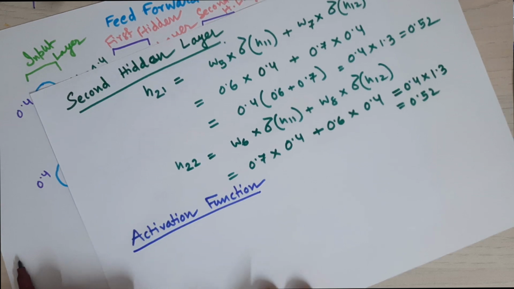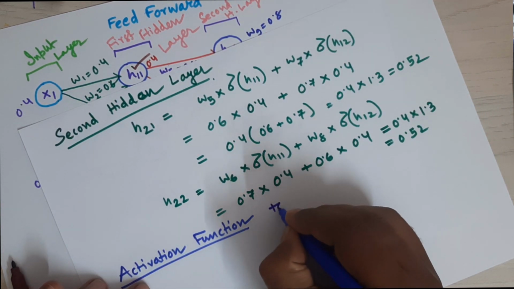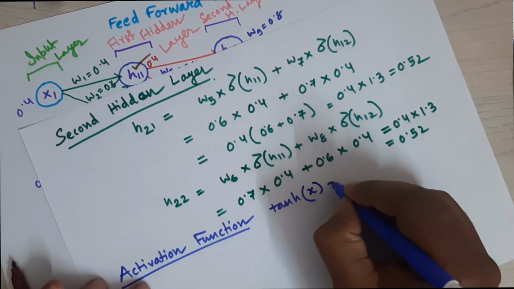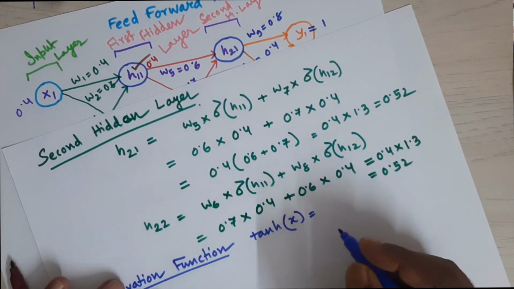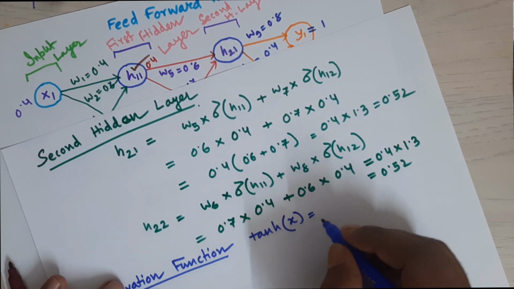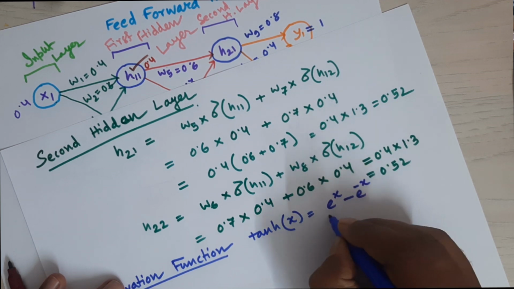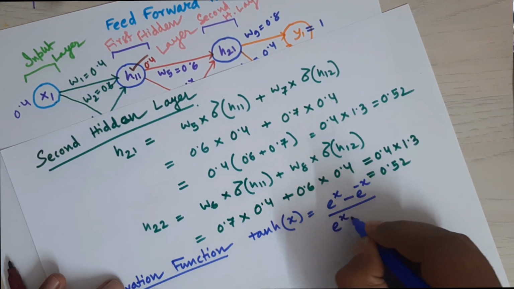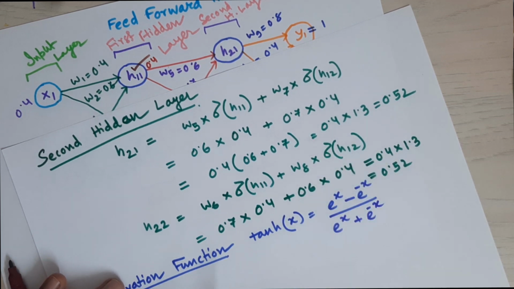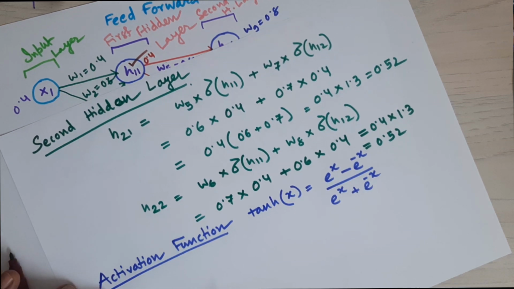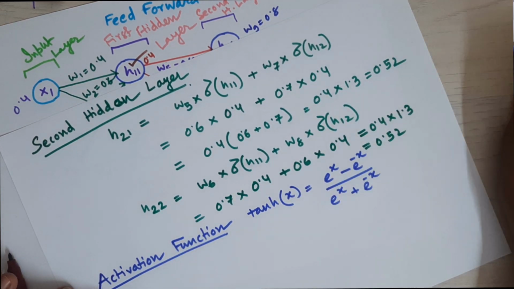The activation function of this layer is hyperbolic tan. So now we know hyperbolic tan of x is equal to e to the power x minus e to the power minus x, divided by e to the power x plus e to the power minus x. You can calculate it, or you can use some calculator which is readily available online. I'll just show you.